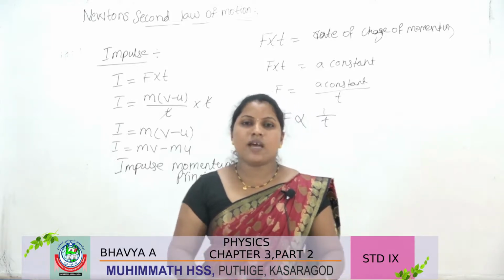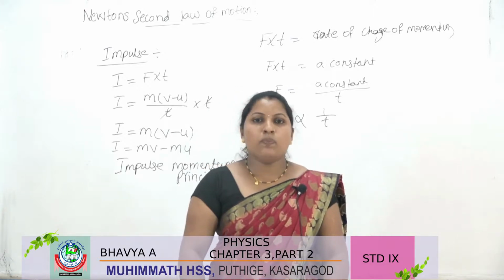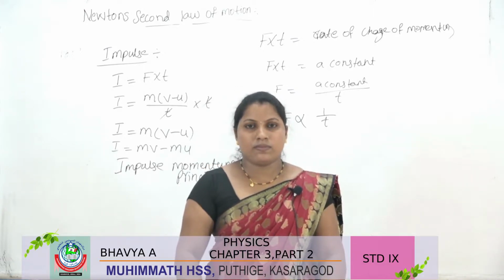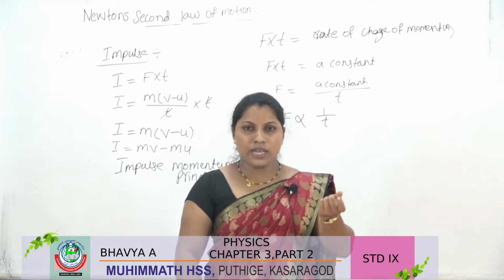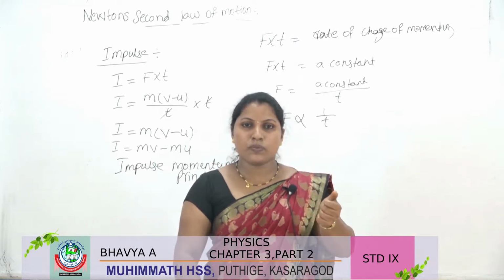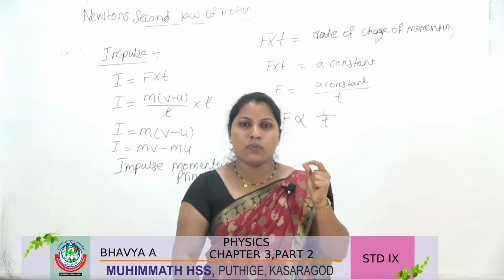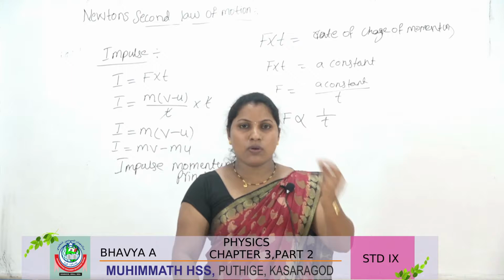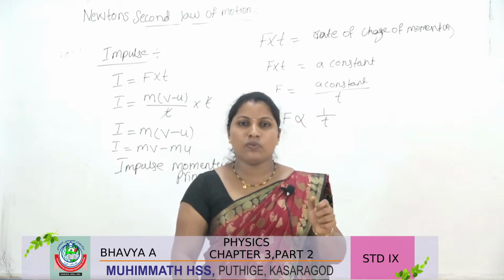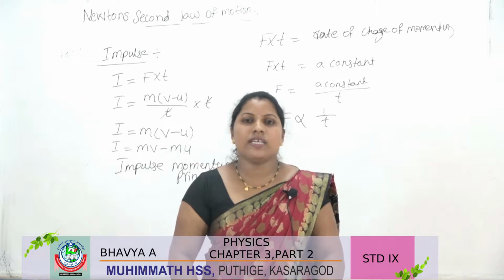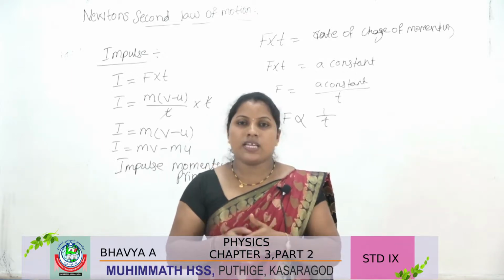Other examples for Newton's third law of motion: a bullet fired from a gun. The bullet moves in the forward direction, and the gun moves in the backward direction. The bullet moving forward is the action. The gun moving backward is the reaction. Here you understood what is action and what is reaction.